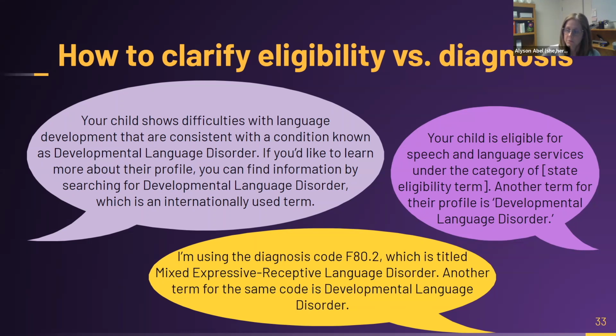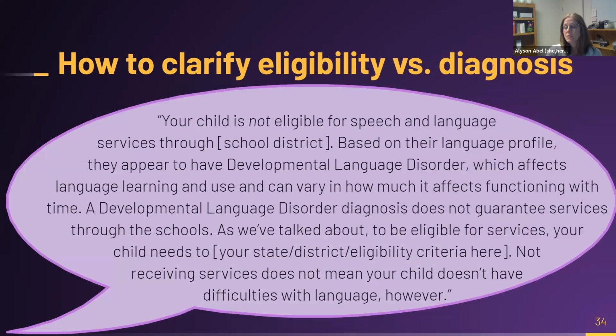The final example, in the bubble on the bottom, includes the ICD-10 code for mixed expressive receptive language disorder instead of eligibility, for those working outside of the school IDEA system. This example is for a more challenging situation where you're trying to explain a diagnosis that doesn't meet eligibility. Here it's important to explain A, what DLD is, B, why DLD doesn't equate to eligibility for services in the schools, and also C, why not receiving services does not mean the child does not have a language deficit. This should be followed up with resources and information about DLD for parents. We'll provide you with links to specific websites that will benefit families at the end of this presentation.